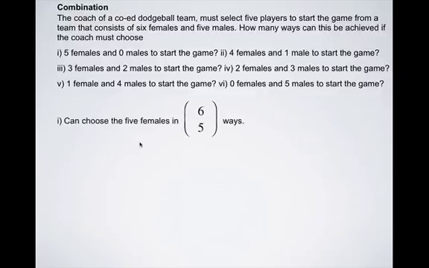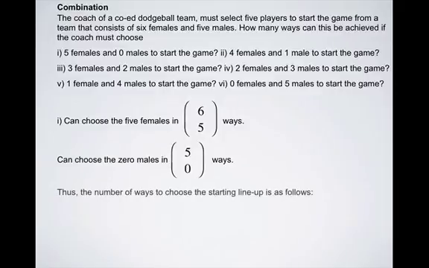So first of all, the number of ways that the coach can choose 5 females is 6 choose 5, and the number of ways that they can choose 0 males is 5 choose 0. Now, the number of ways to choose a starting lineup is going to be 6 choose 5 times 5 choose 0. And there are 6 ways that you can choose the 5 females. And if you want to think of it, you've got 6 females. There's 6 ways you can leave one of those 6 females out of the starting lineup. Now, there's only one way that you can choose 0 males, and that's by not including any. So then the total number of ways is going to be 6.